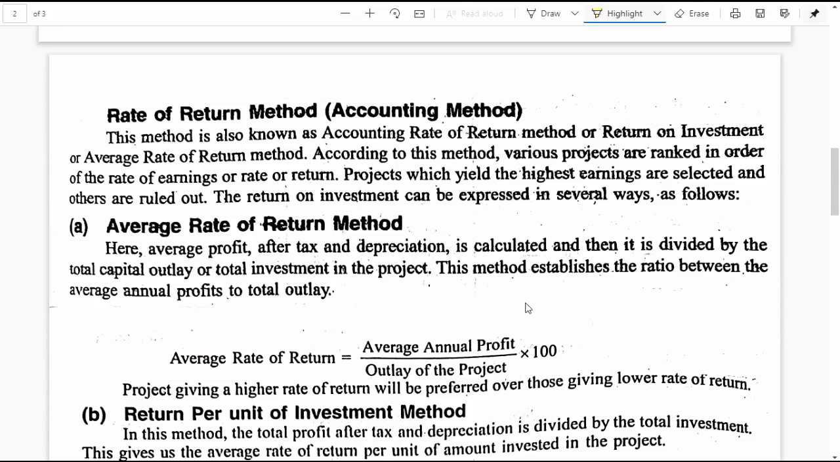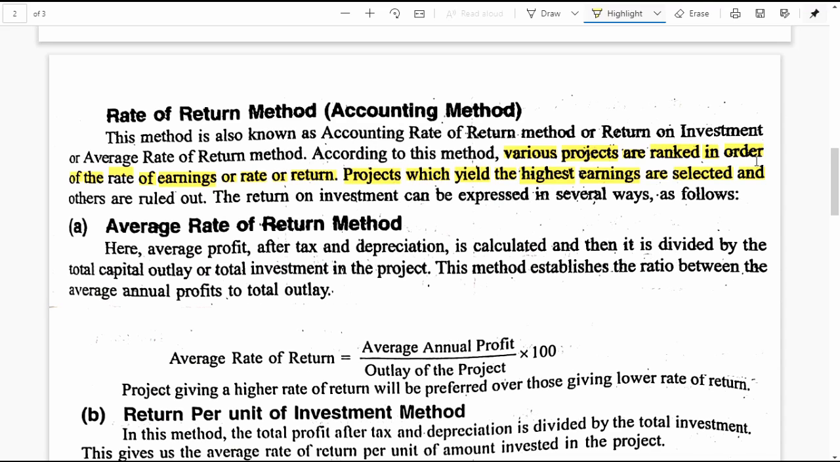Let's get into the details of rate of return method, which is otherwise known as accounting rate of return method or return on investment method or average rate of return method. According to this method, various projects are ranked in order of the rate of earnings or rate of return. Projects which yield the highest earnings are selected and others are ruled out. The return on investment can be expressed in several ways. We will be discussing the ways they have suggested. There are about 4 ways. We'll discuss them one after the other.